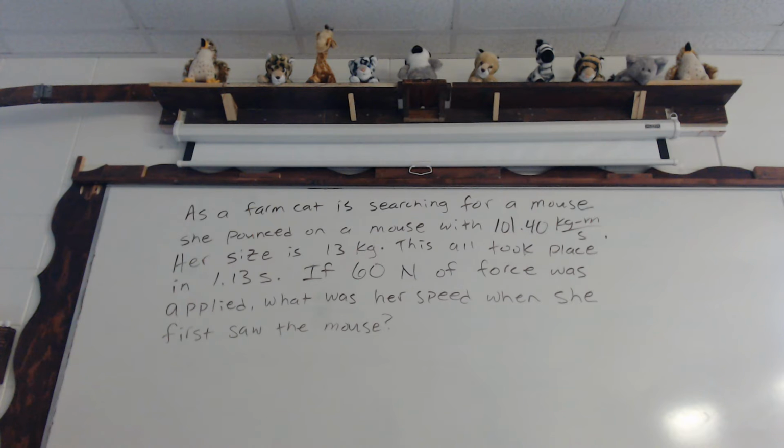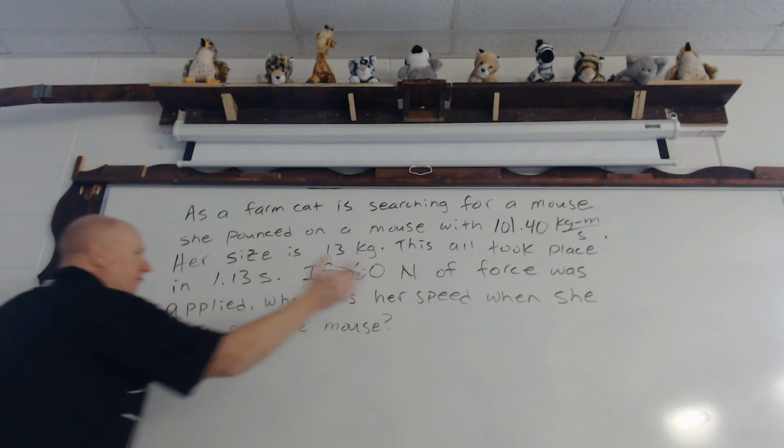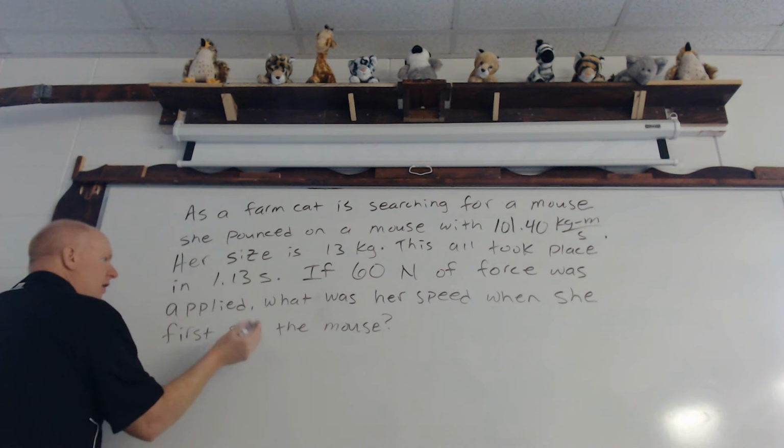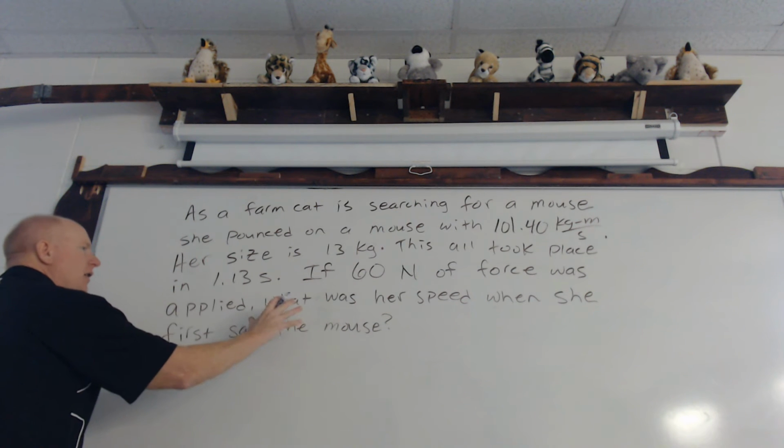So you have to keep in mind what it says is, what was her speed when she first started? Okay, so that would mean we're looking for that of an initial velocity. So when it first saw the mouse. So that's what we mean by the initial velocity.